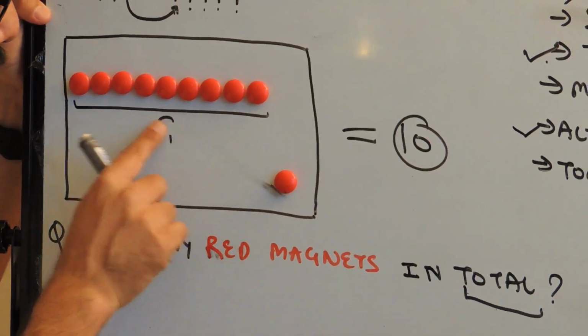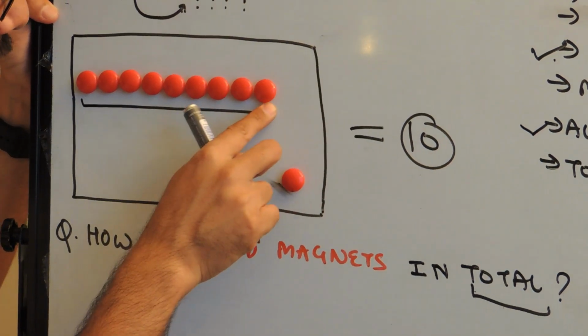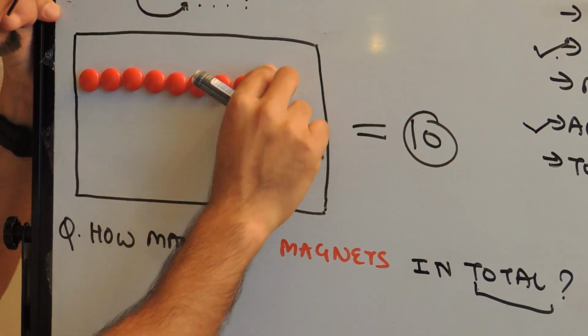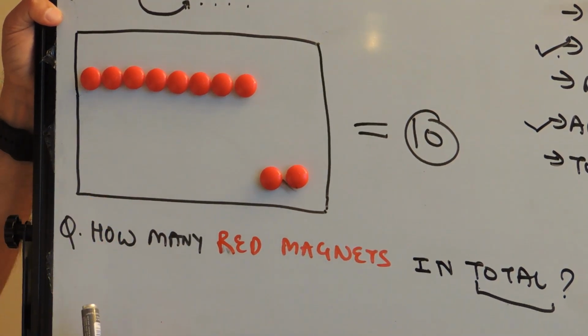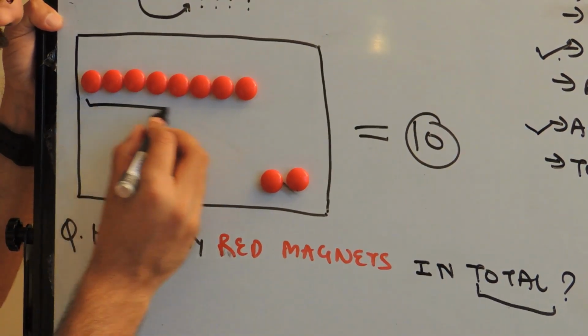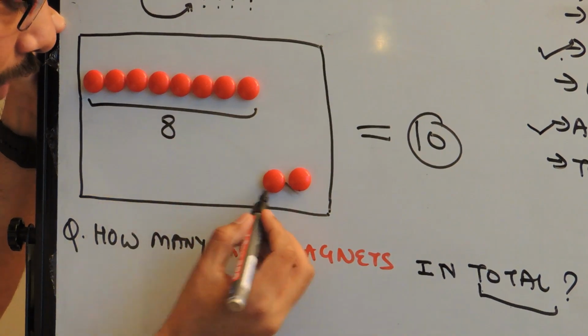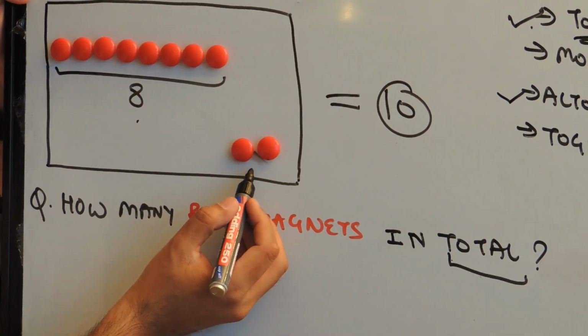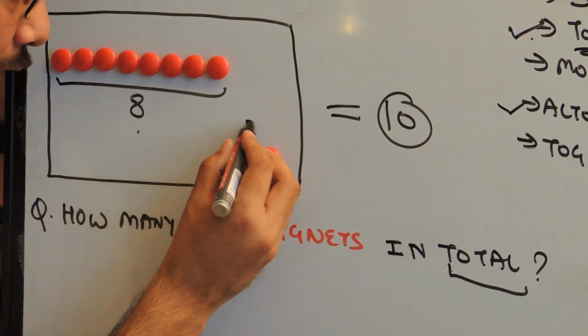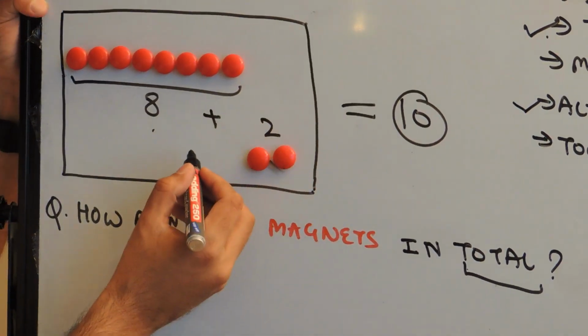If I remove this, 9 and 1, if I say how many total red magnets inside the box? 8. No, 8. What about these two? So 8 and 2. 8 plus 2 total 10, right?